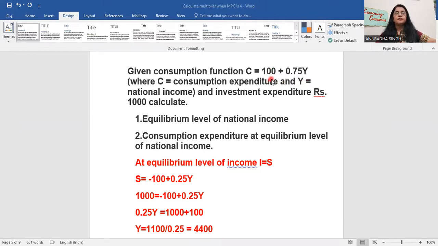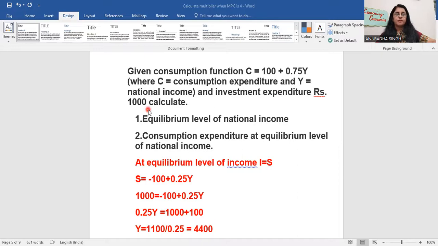Now learners, you know that 100 is autonomous consumption. Autonomous consumption is the consumption which is made even if our income level is 0. And 0.75 is the value of MPC, because we had done this formula: C is equal to A plus BY. A was autonomous consumption, B was MPC, and it was multiplied by Y. Y is income, where C is consumption expenditure and Y is national income, and investment expenditure is rupees 1000.